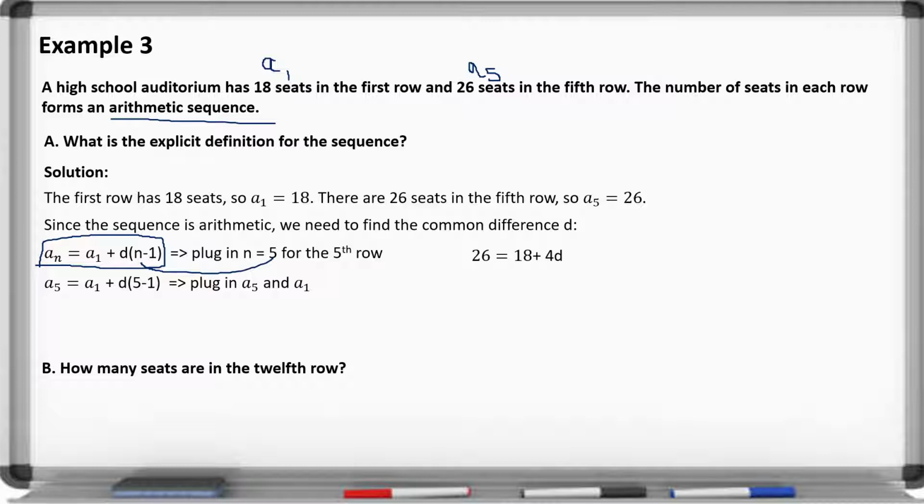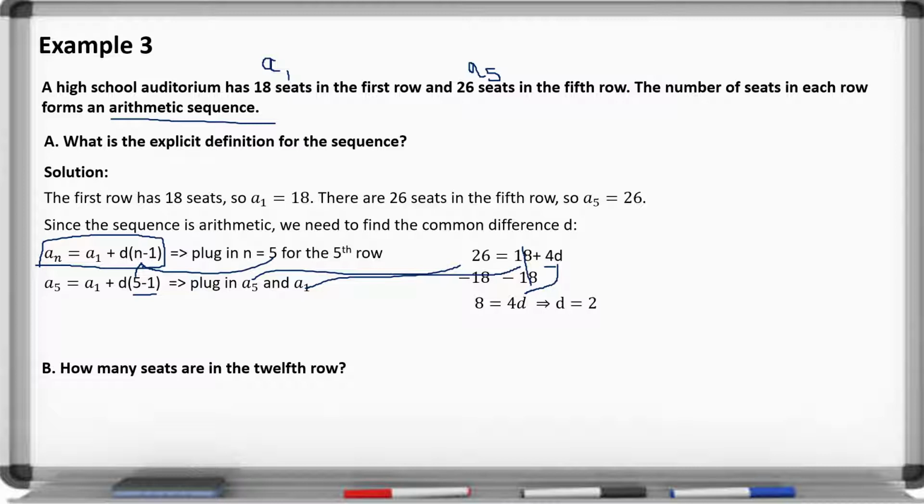So we plugged in 5 here. Now we know A5, so A5 is 26 and A1 is 18. And we know that 5 minus 1 is 4, so that's how we get 4D. So we want to solve for D here, so we're going to subtract 18 on both sides. And therefore we get 8 is equal to, so these cancel, and you get 8 is 4D. Then divide by 4 on both sides and you get D is equal to 2.